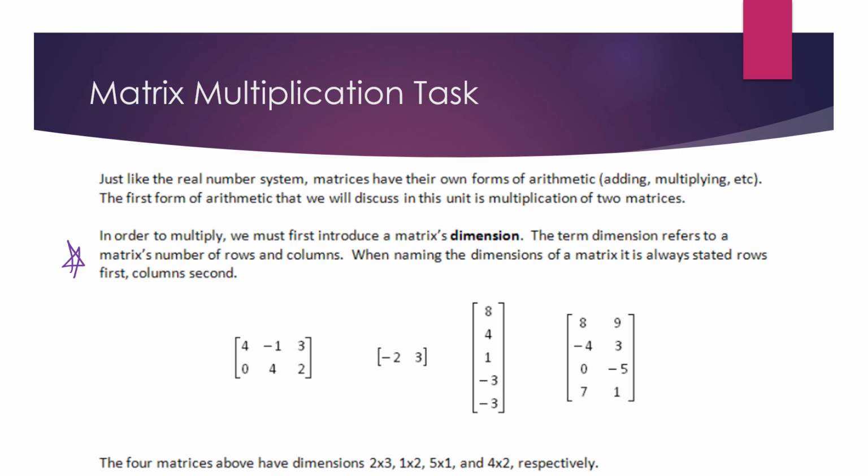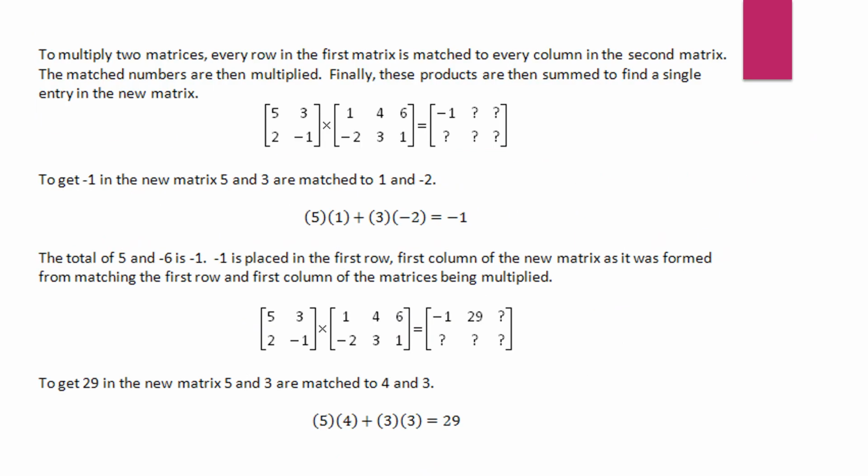In order to multiply the matrices, we first have to know the matrix dimension. So in this first example, we have 2 rows by 3 columns. The next one is 1 row by 2 columns. The third example is 5 rows by 1 column, and the last one is 4 rows by 2 columns. The reason that is important is because we have to have a matchup of columns and rows from one matrix to another in order to multiply them.